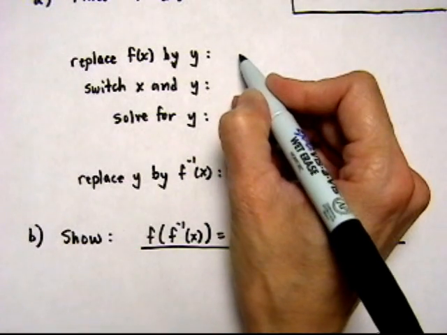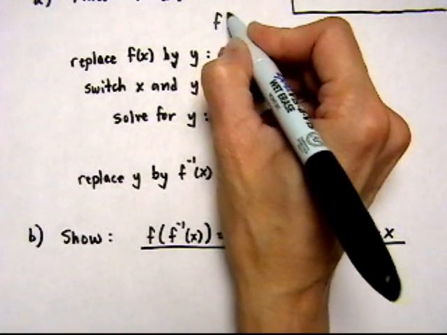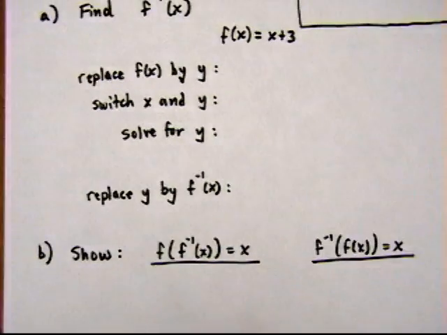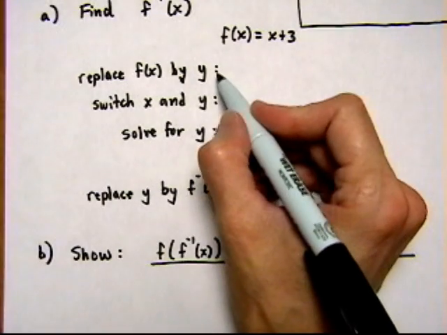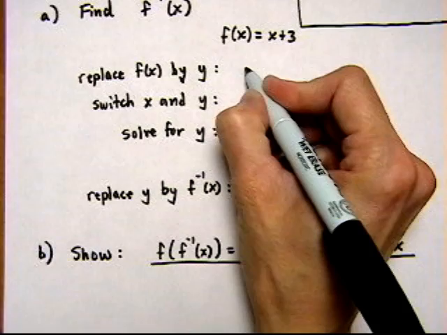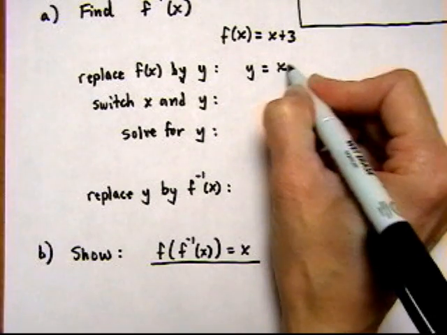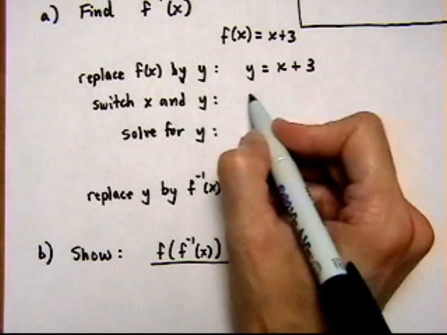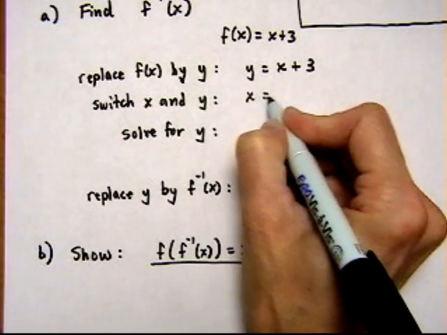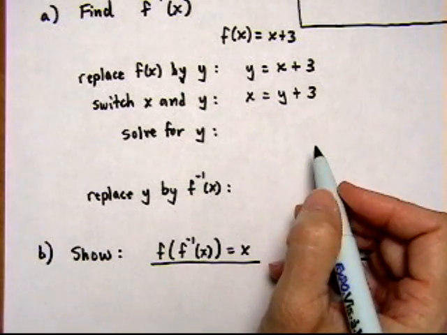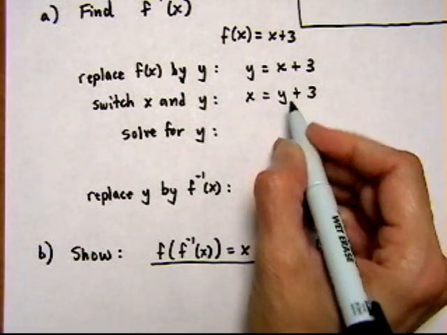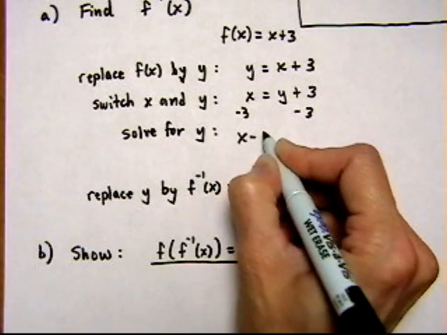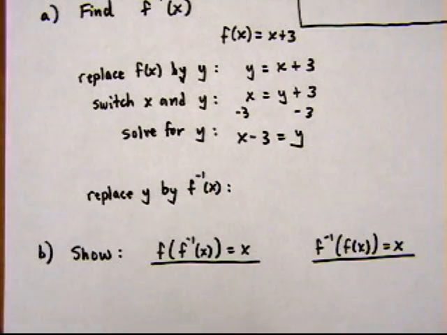So this is the method for finding the inverse of a function f of x. Here we have f of x equal to x plus 3. First we replace f of x by y, just because it's easier to work with, no other reason. y equals x plus 3. Then we switch the x's and y's, so now x equals y plus 3. Then we solve for y. Subtract 3 on both sides, and we get x minus 3 is equal to y.